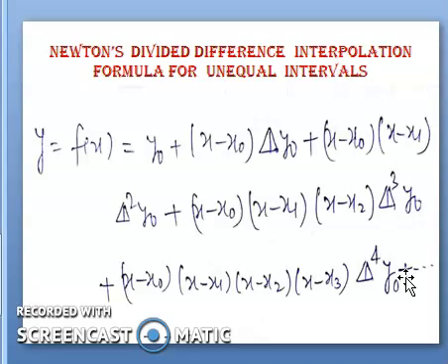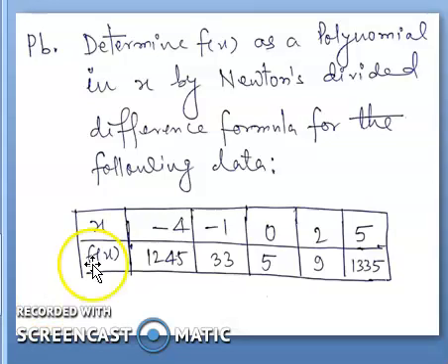And with the help of this formula, see the problems of Newton's divided difference. Determine f(x) as a polynomial in x by Newton's divided difference formula for the following data. This is the data: x equal to -4, -1, 0, 2, 5, and f(x) equal to 1245, 33, 5, 9, and the last one is 1335. This is the x and y series of the following data, and we have to solve this polynomial with the help of Newton divided difference.